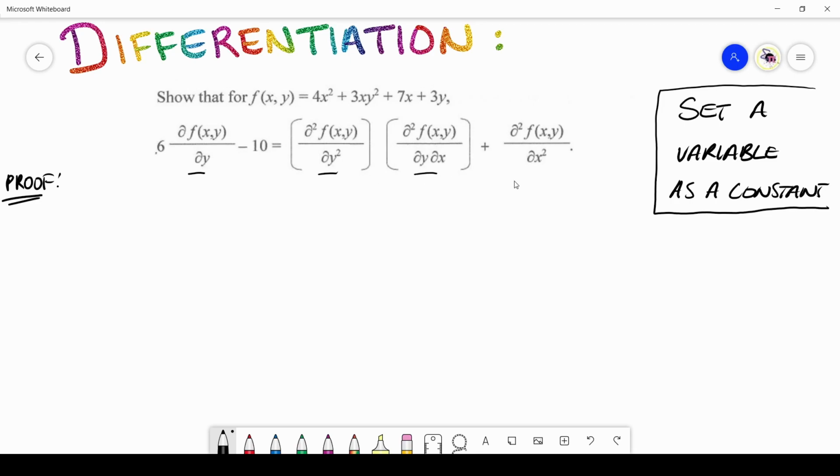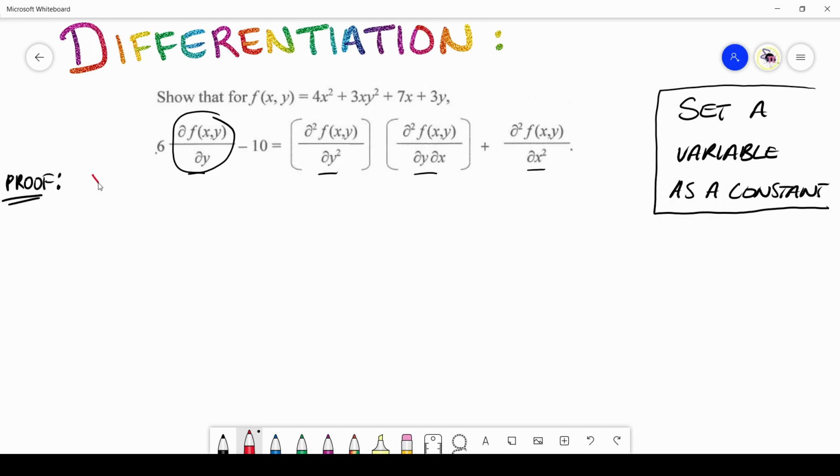First of all, we have to find four different types of partial derivatives. So I'm going to do them in different colors, and I know it looks confusing. So let's attack the first one, shall we? Attack it with our minds.